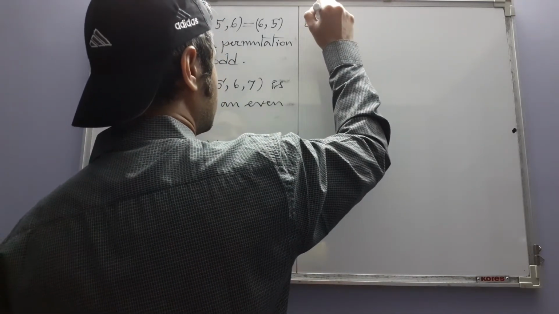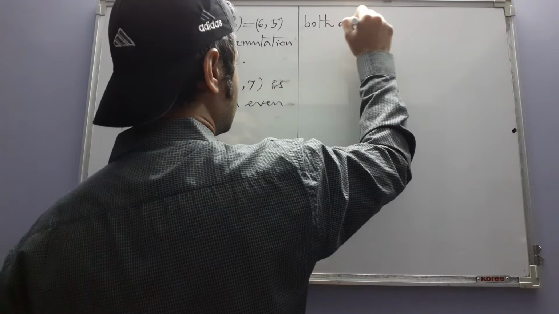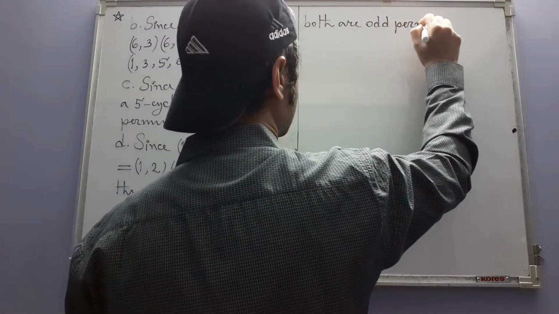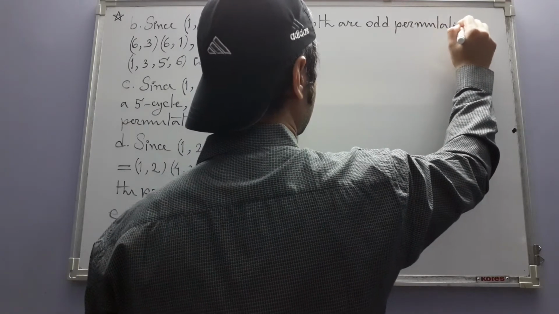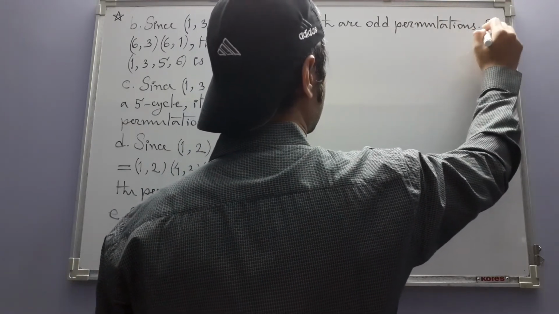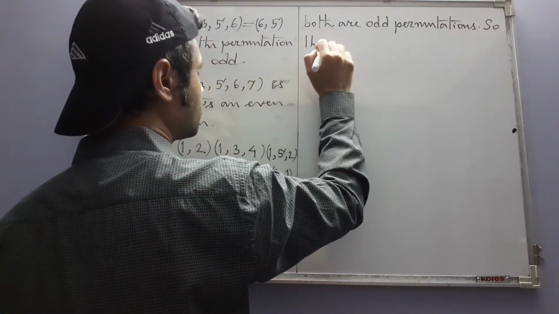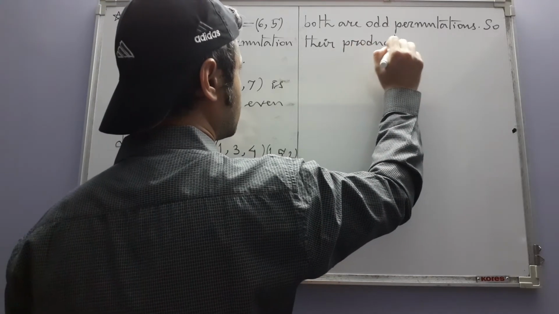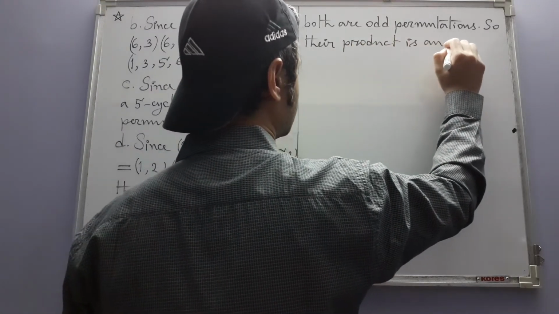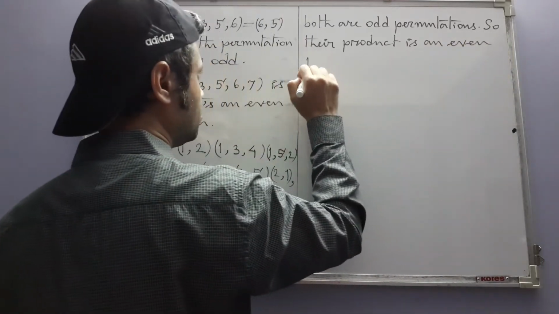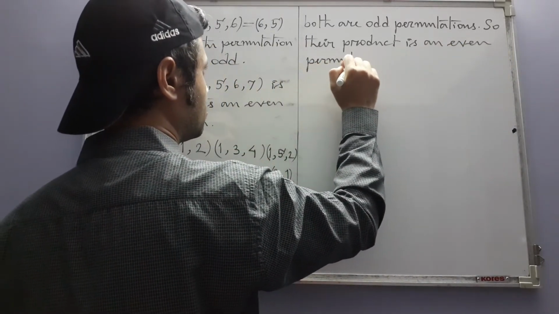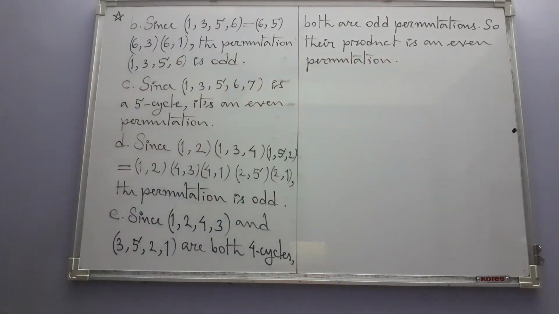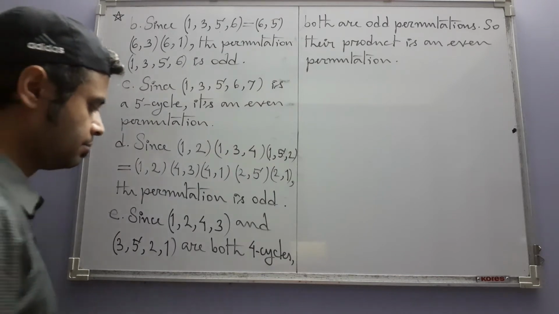Both are odd permutations. So their product is an even permutation. Why? Let's now see why.